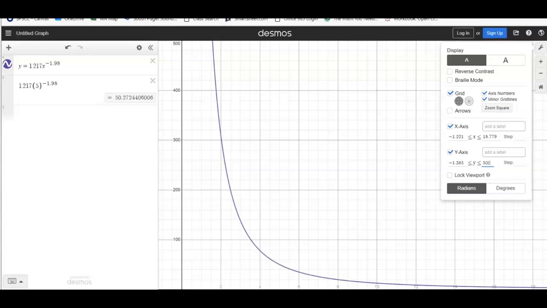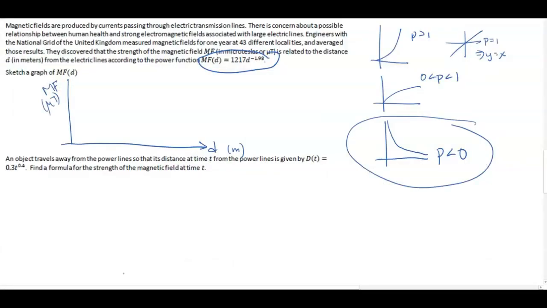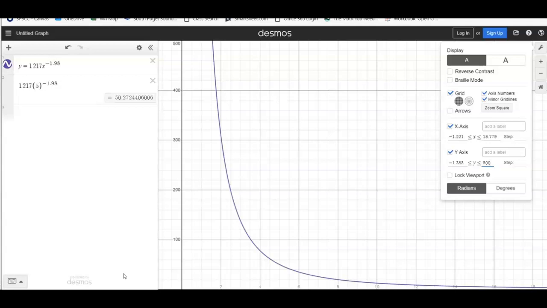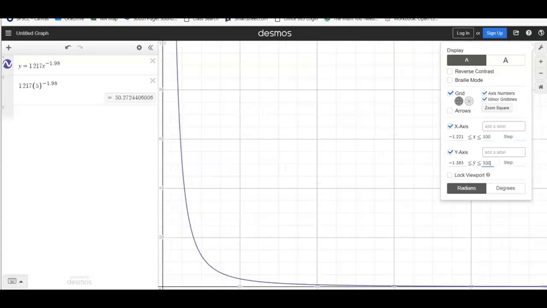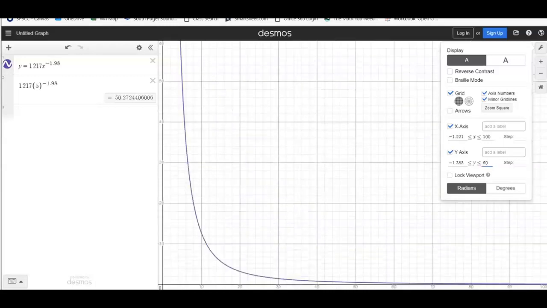We can decide, hold on, let me think about the context once more. Sometimes you can give yourself hints here. We're doing meters, and I don't know anything about microteslas or magnetic fields, so I'm not going to get it from that, but I can wrap my head around meters. We probably want to see more than 18 meters. So let's go out like 100 meters. That starts to get really flat. So maybe I don't want to go quite as high on the y-axis, to make that look a little less flat. So maybe we'll do, I don't know, 60. I feel like that's not terribly unreasonable. Okay, so that's a decent sketch.